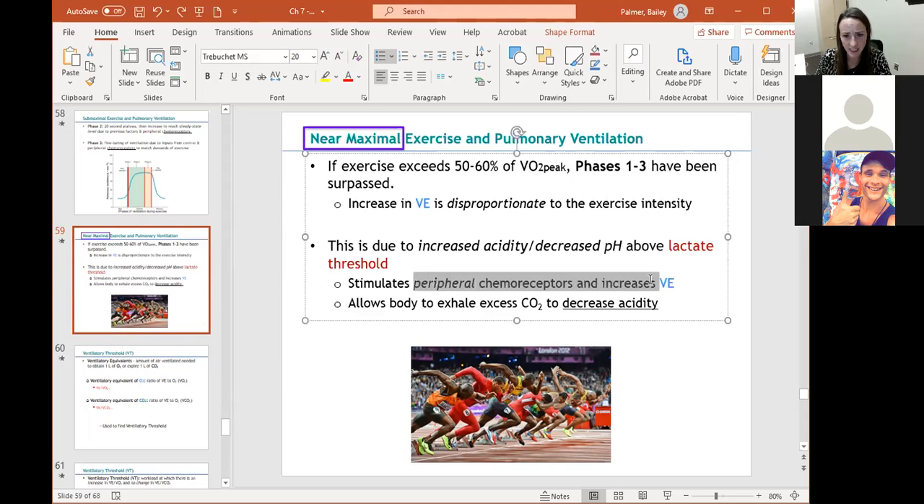So what happens here? Our peripheral chemoreceptors are stimulated, just further increasing our ventilation. And then we also keep breathing mainly to exhale that CO2, because our body's producing a lot of CO2 due to those working muscles and we have to get rid of it. So we're going to keep breathing, yes, to get oxygen, but more so to exhale all of that CO2. And that does help to decrease the acidity.